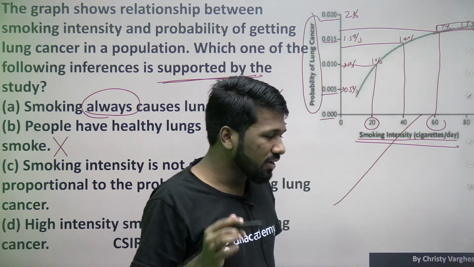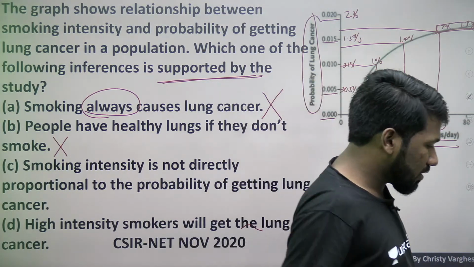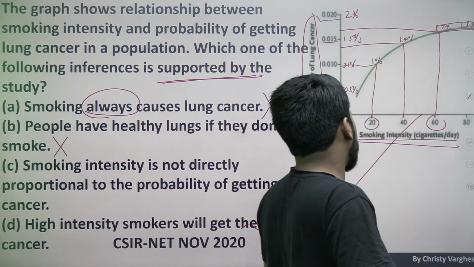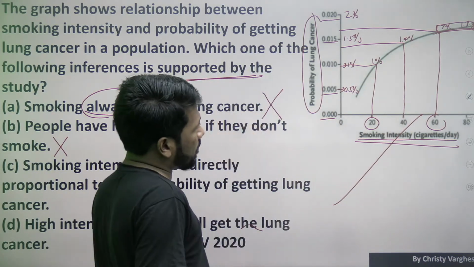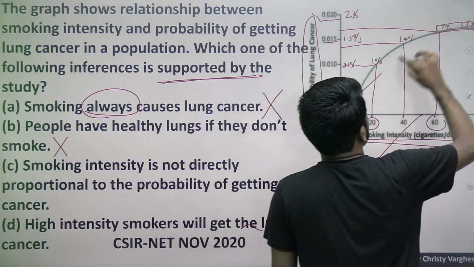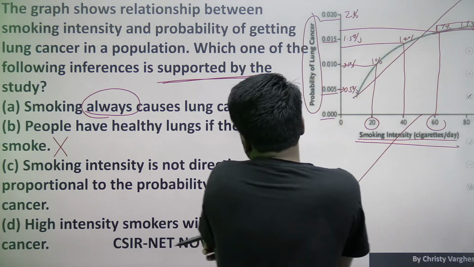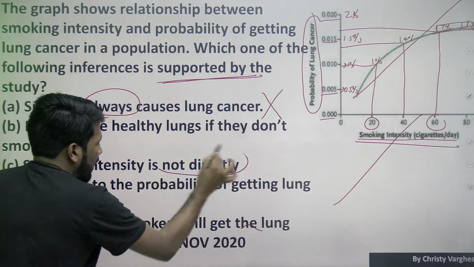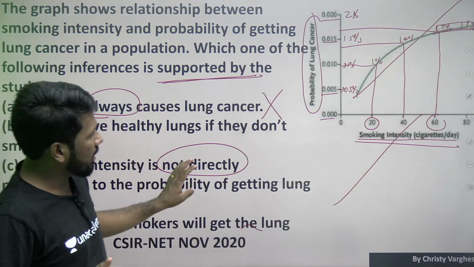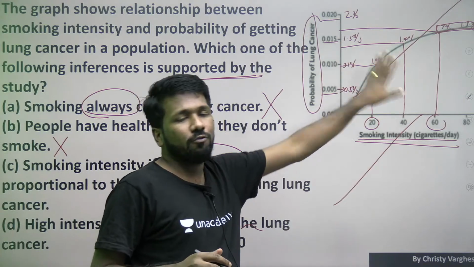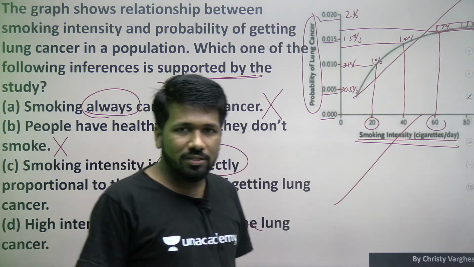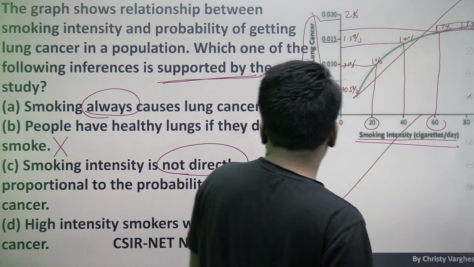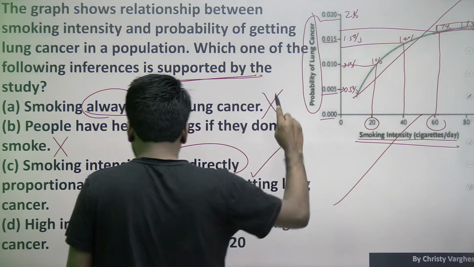Are you understanding? 1.7, 1.7172. इतना ही इंक्रीज हो रहा है. So definitely it is not directly proportional. Directly proportional के लिए ऐसा कुछ ग्राफ होना चाहिए, एक लीनियर कर्व होना चाहिए. So smoking tendency is not directly proportional. That is clear from this graph or study. Did you all understood? So option C is the correct answer.